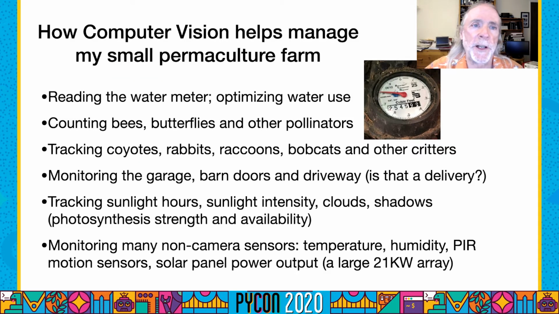So how does computer vision help manage my small permaculture farm? Well, obviously it reads the water meter and helps me with water use. It can count bees, butterflies, and pollinators. It tracks coyotes, rabbits, raccoons, and all kinds of critters behind my barn and elsewhere. And it can monitor things that are more mundane, like is the garage open or closed, or is the driveway being blocked by a van that's delivering something. I also track sunlight hours and light intensity so I can understand photosynthesis strength and availability. And I monitor many non-camera sensors. I look at temperature, humidity, motion sensors, and solar panel output.